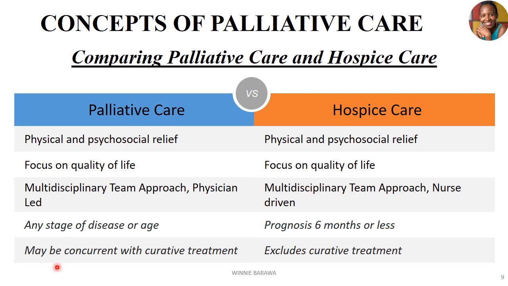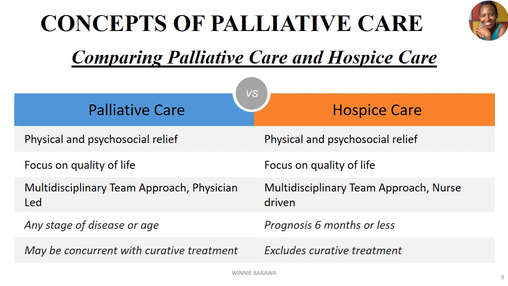With palliative care, it can be run concurrently with curative treatment, but hospice care excludes curative management. So I hope you're able to get that difference. Physician-led, nurse-led. Any stage, 6 months or less. Concurrent with curative treatment, excludes curative treatment. So that's the main differences.